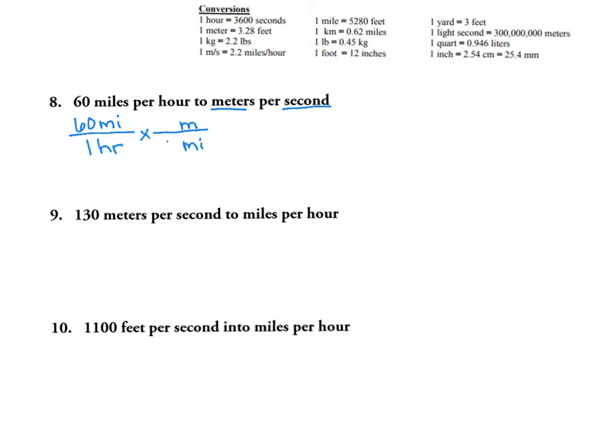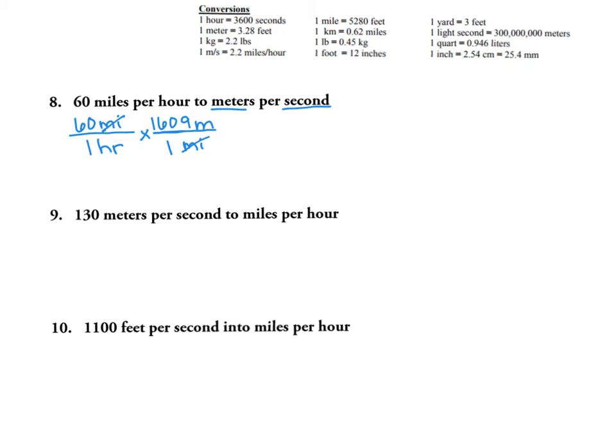A mile is bigger than a meter. I bet you all knew that. So 1 mile, it takes 1,609 meters. And that's a little bit sloppy, so I'm going to fix that. So it takes 1,609 meters to make a mile. So let's get that written in. Okay, and now I can go ahead and cancel my miles top and bottom.